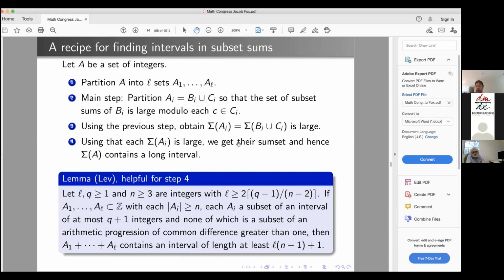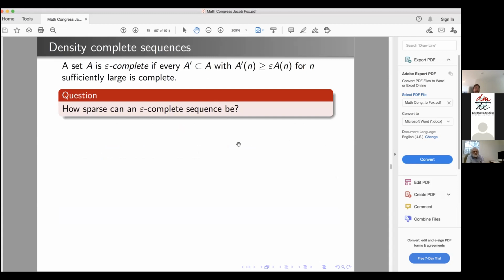Okay, so another example of a variant on these completeness results: we saw these coloring results, and an analogous thing to look at is density type results. And so you can ask, you would naturally call a set A epsilon-complete if every subset A prime of A, with A prime of N at least an epsilon fraction of A of N for N sufficiently large, is complete.